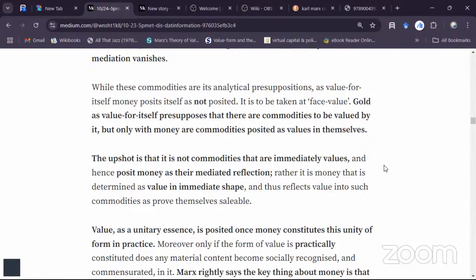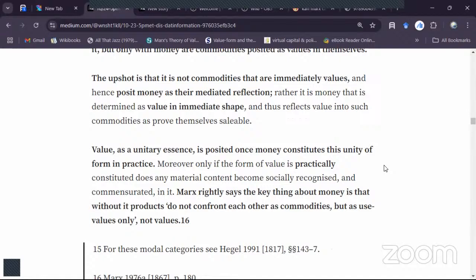Value as a unitary essence is posited once. Money constitutes this unity of form and practice. Moreover, only if the form of value is practically constituted does any material content become socially recognized. In other words, it can't be play money. It can't be monopoly money. It's got to be actual linen, blah, blah, blah. And of course, we could talk about counterfeiting.